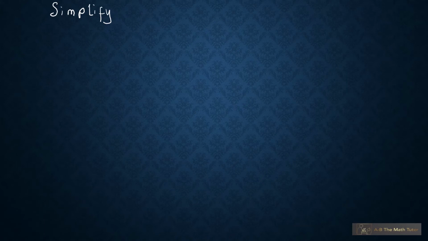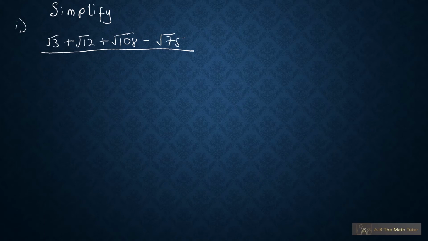It's a little complicated, but I believe we'll be able to do it. Let's try it. Simplify. So there's a fraction consisting of this numerator, root 3 plus root 12 plus root 108 minus root 75, and the denominator is root 6 minus root 96 plus root 150. You can pause the video and try this problem.